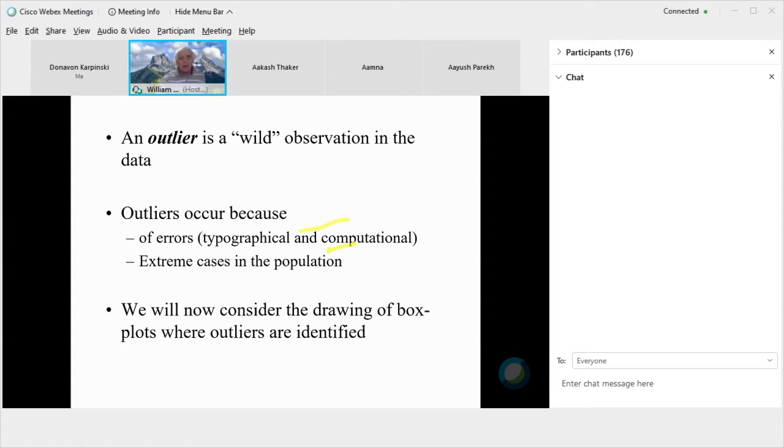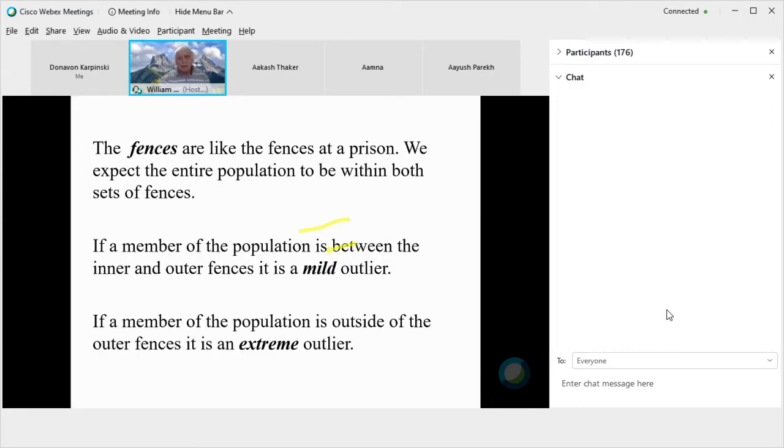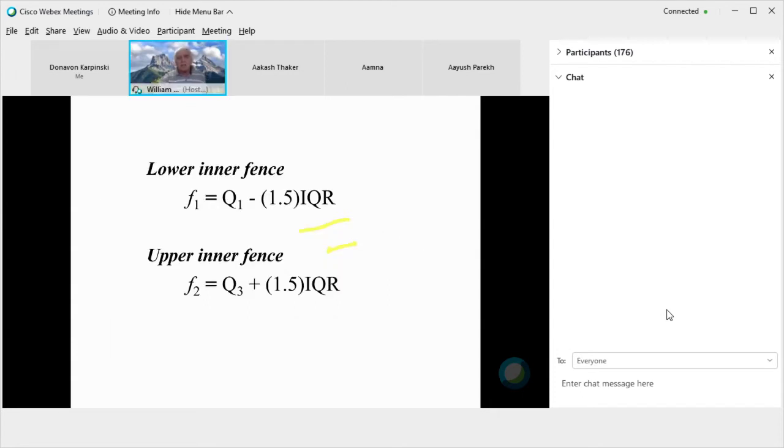We'll now draw a box plot where outliers are identified. To do this, compute the median and the two quartiles, Q1 and Q3. Then we'll put fences around the population. For the inner fences, you multiply the interquartile range by 1.5, subtract it from Q1 to get the lower inner fence, add it to Q3 to get the upper. To get the outer fences, we change the 1.5 to 3.